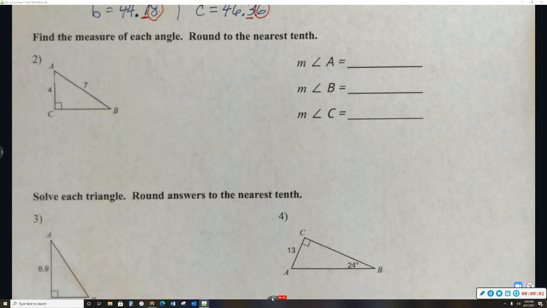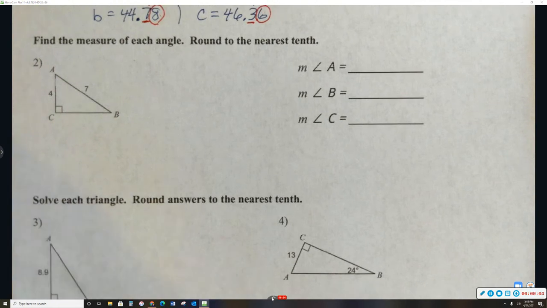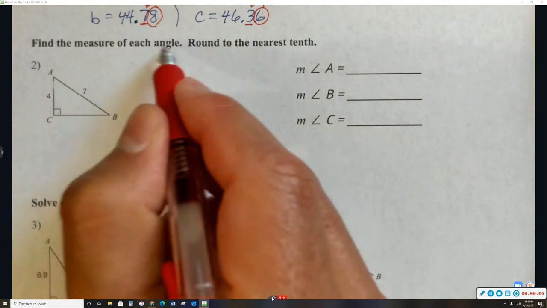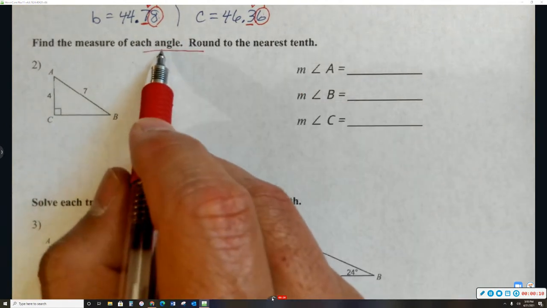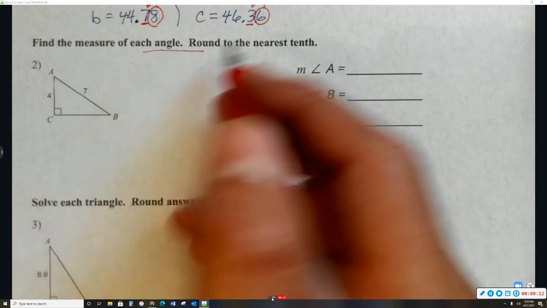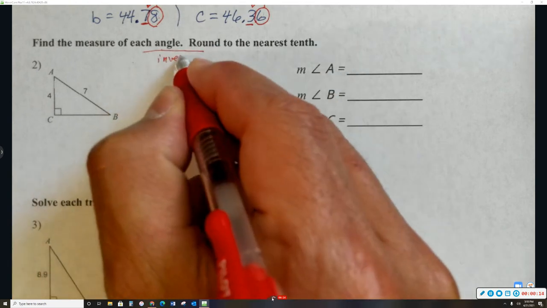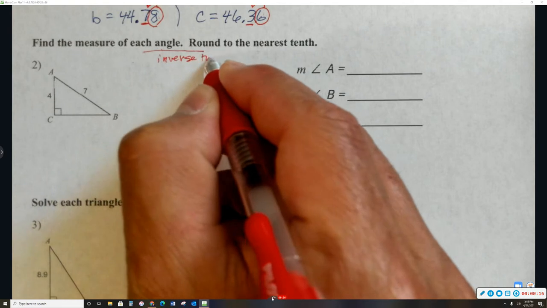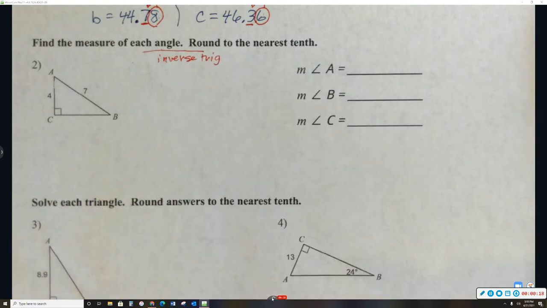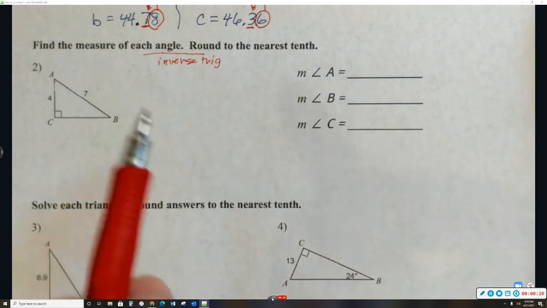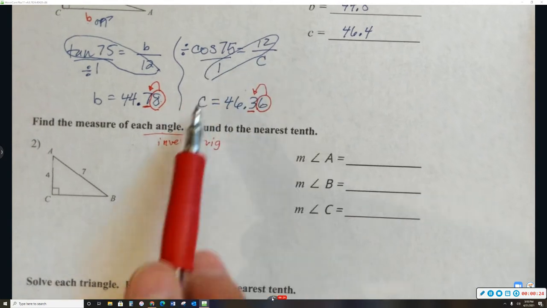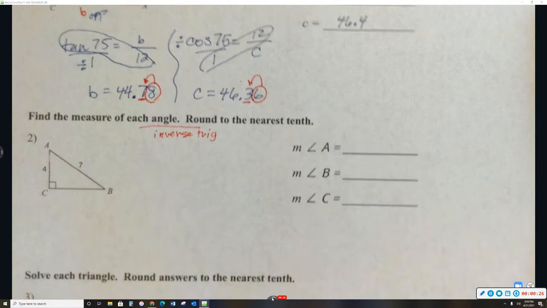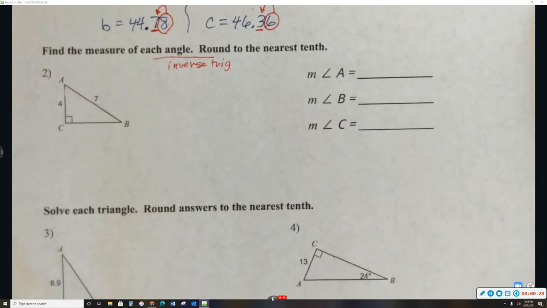So for number two, it says find the measure of each angle. And remember, whenever I made our note video, whenever we're finding the measure of the angles, that's when we use the inverse trig functions. Okay, so it's similar to this. We're going to write an equation, but then we're going to solve it by using the inverse trig function.